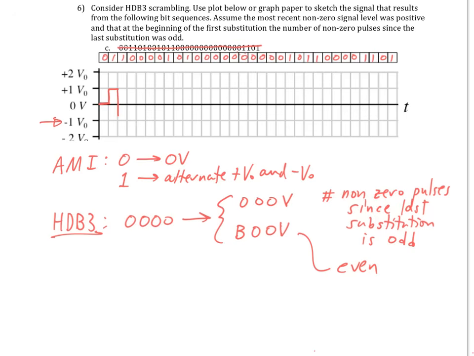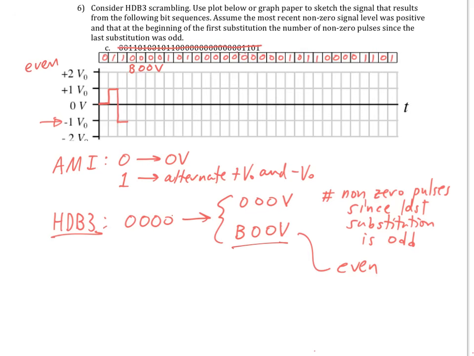Now the next 1 takes me down to negative V. And that's called a normal bipolar transition. That's what a B would look like. Okay? Now I have 4 zeros in a row. And 4 zeros in a row means I do the substitution, and I'm going to assume furthermore that we had an even number of non-zero pulses since the last substitution. Okay? And in that case, I'm going to use the B00V pattern.